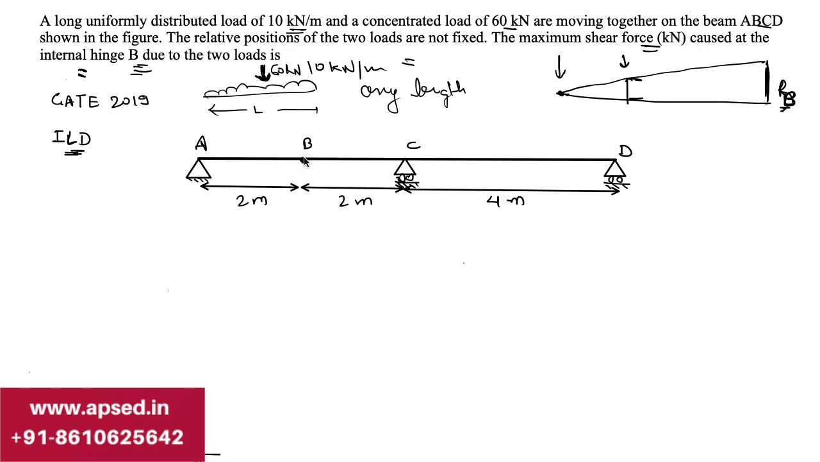So at this point B, we have to find out the maximum shear force. For that, first we'll have to draw the ILD at B. For drawing the ILD for shear force, we remove the capacity to resist shear force. That is done by introducing a vertical roller.